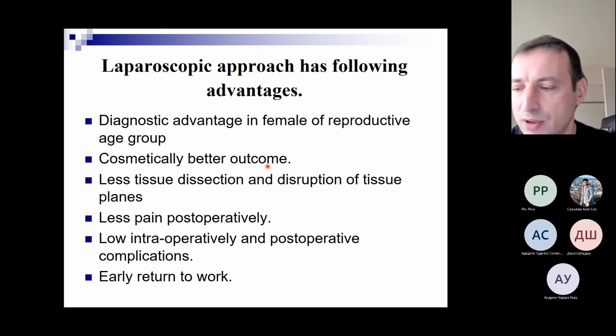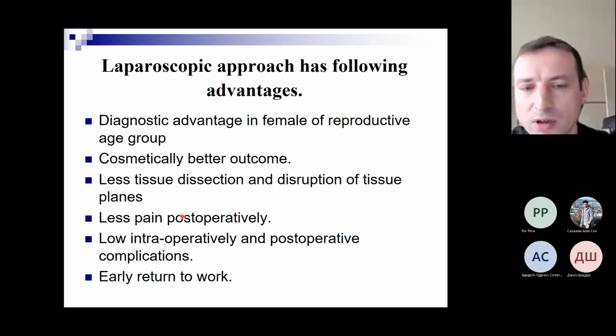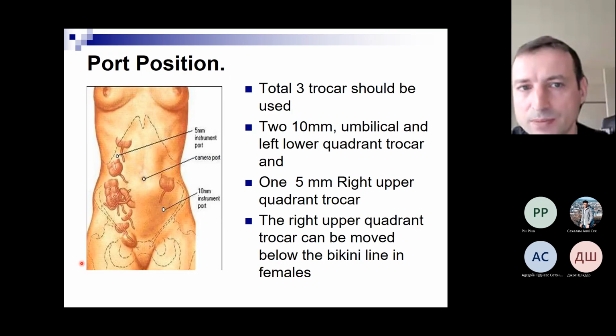The laparoscopic approach has the following advantages. Diagnostic advantage in females of reproductive age group. It's a cosmetically better outcome, less tissue dissection and disruption of tissue planes, less pain postoperatively, low intraoperative and postoperative complications, and early return to work.